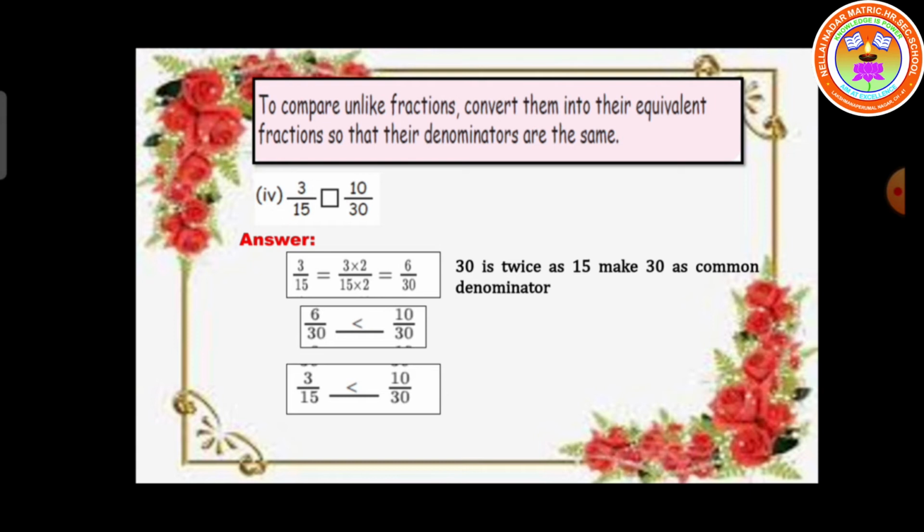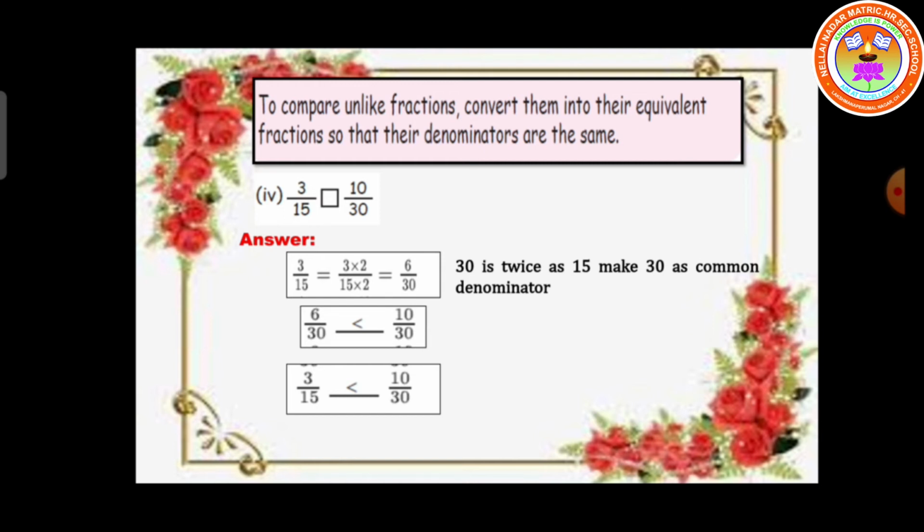Next, to compare unlike fractions, convert them into their equivalent fractions so that their denominators are the same. As we saw in the last video, right? Convert the unlike to like fractions. See the fourth problem. 3 by 15, one blank box, 10 by 30. First, we have to convert into like fractions, then we must compare the numerators.